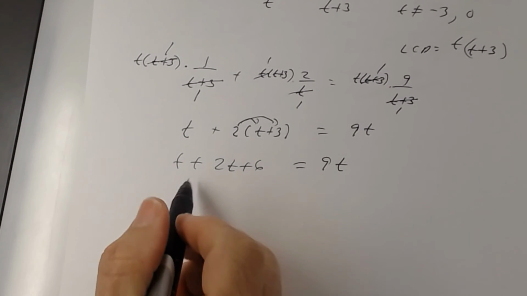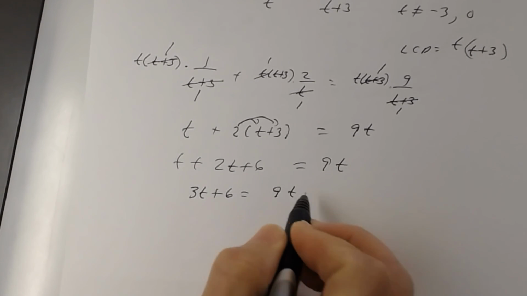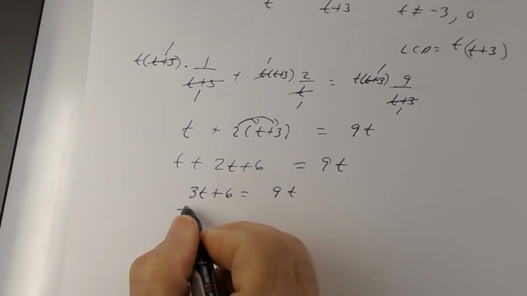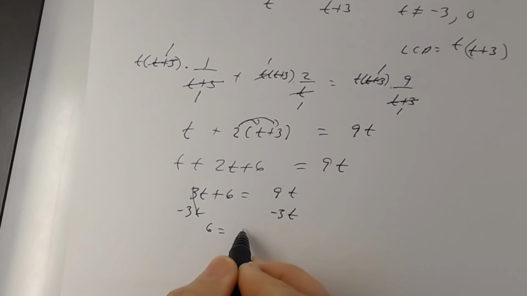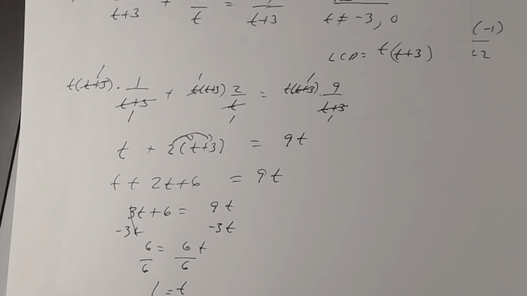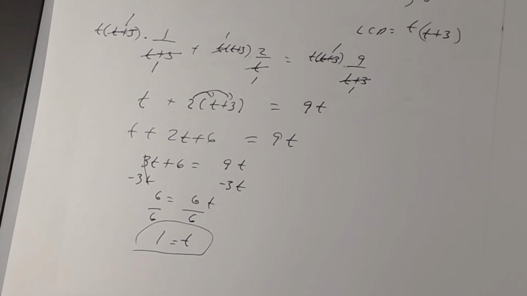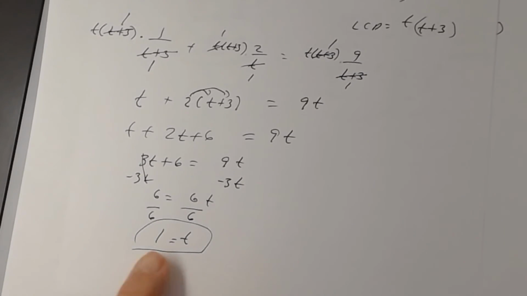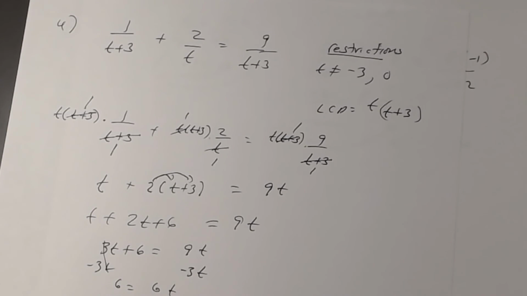Combine like terms. What's t plus 2t? Plus 6 equals 9t. Subtract 3t from both sides. I get 6 equals 6t. And then divide both sides by 6. I get t to be what? Is that one of your restrictions? No. So that's a solution. That's your solution. We haven't gotten to the point where our proposed solution is one of the restrictions. Hopefully we'll get to that point today.